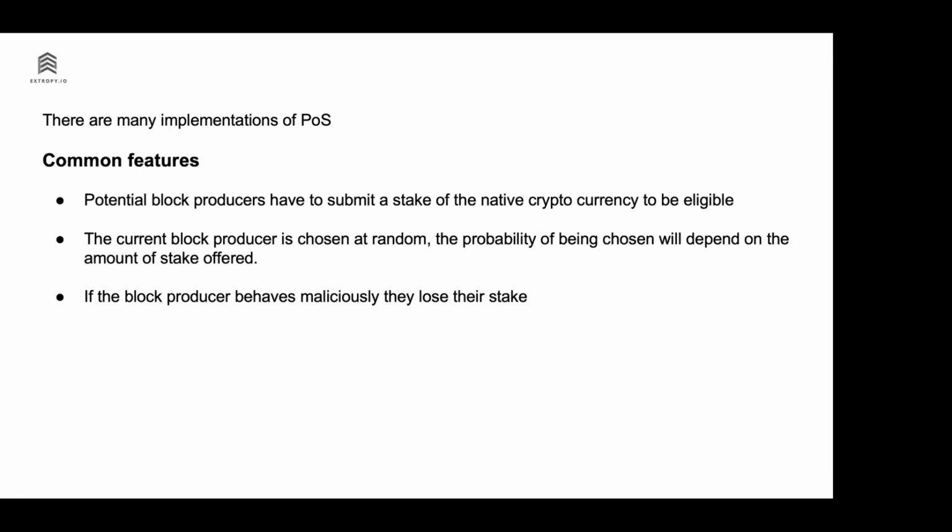And so they submit a stake in the native currency of the system, and that allows them to be considered to be a block producer. And then they're chosen at random, but the probability of being chosen depends upon the size of the stake that you have given. And if they do something malicious, then they will lose their stake. So there's quite a disincentive to behaving maliciously.